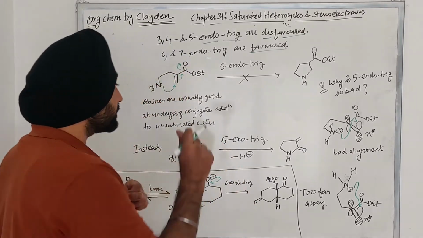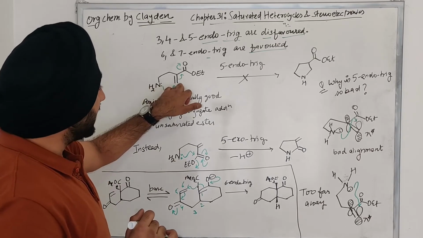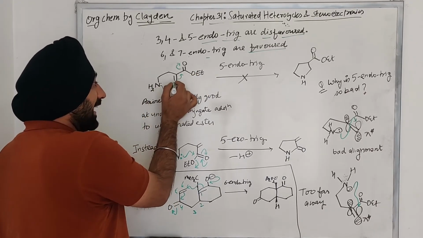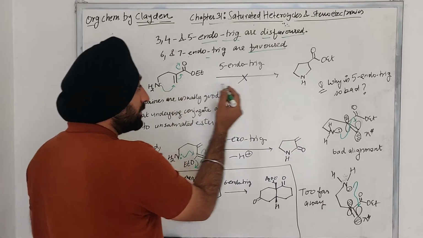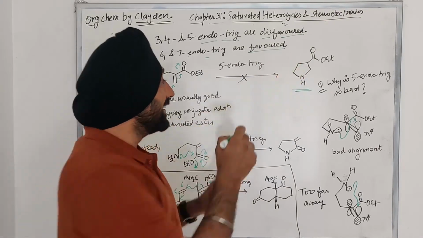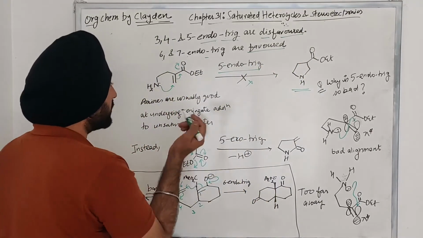Now we are going to look at an example, which has been asked in this year's NET exam. Here what you have is an amine and a conjugated ester. So the amine can attack in a conjugate manner to give the desired pyrrolidine. But this does not happen. This 5-endo-trig does not happen. How is it 5-endo-trig?